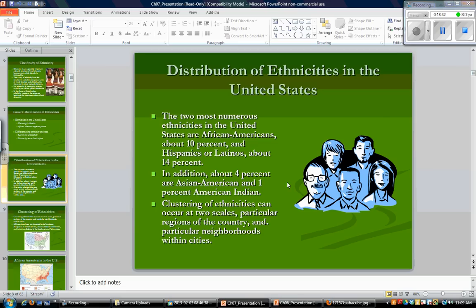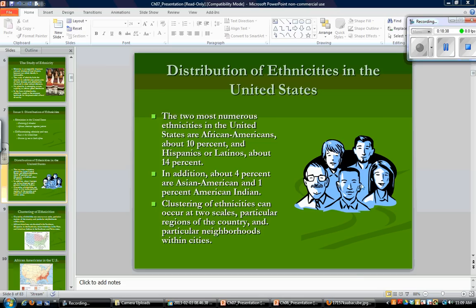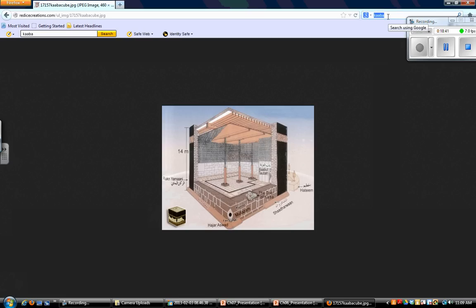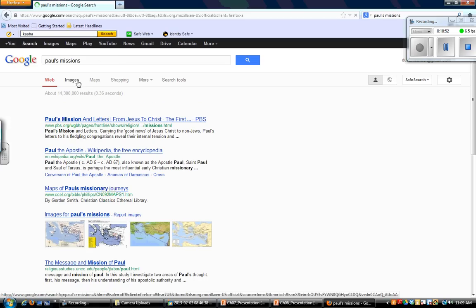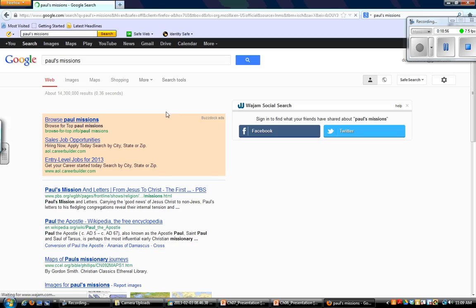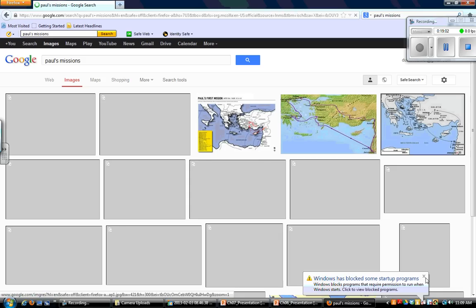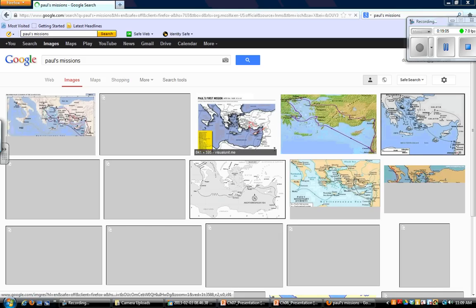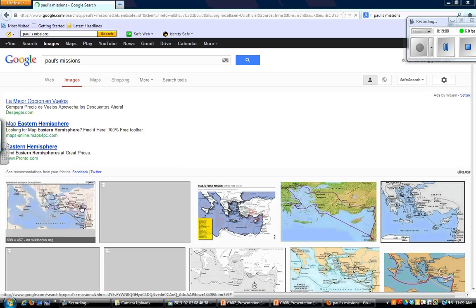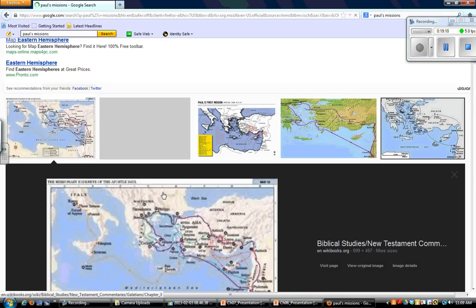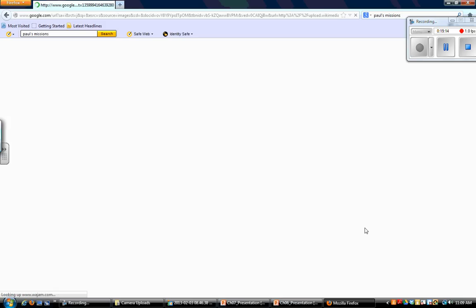You need to know where Paul, the Apostle Paul, spent his time doing missionary work. If you come up here and do an image search for Paul's missions, it should come up with various maps that will show you exactly the region where he spent his time doing missionary work. So make sure that you know regionally where in the Roman Empire he did his missionary work. Here's several good maps. This is the one that I use the most for my world history classes. So it's pretty clear if you look at that.